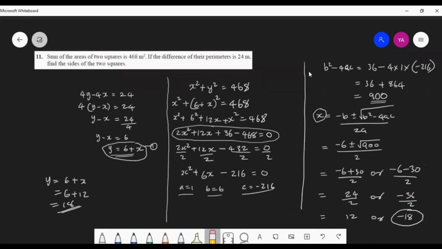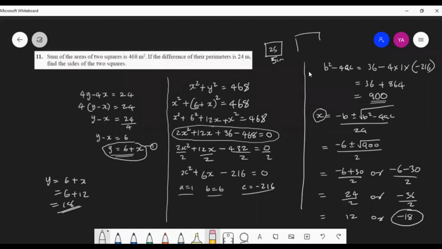Sir, x square plus y square is equal to 468, right? Can you explain that? Okay, that's the first statement in the question: the sum of the areas of the two squares is 468. If the side of the smaller square is x, the area of the smaller square will be x square. We know if the side length is 5 cm, then the area of the square will be 25 cm square.